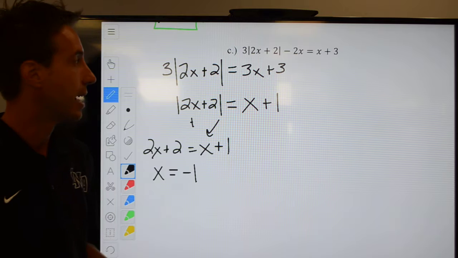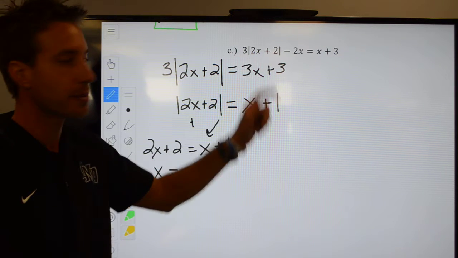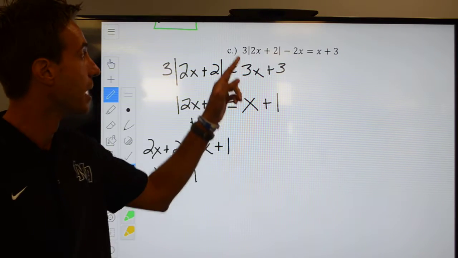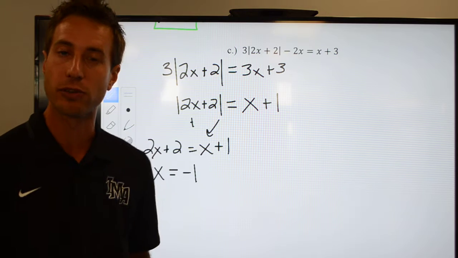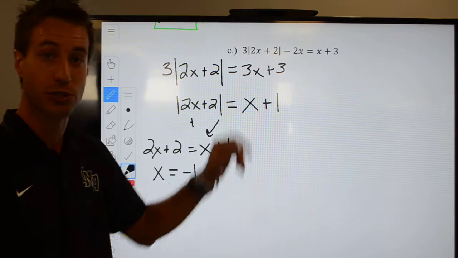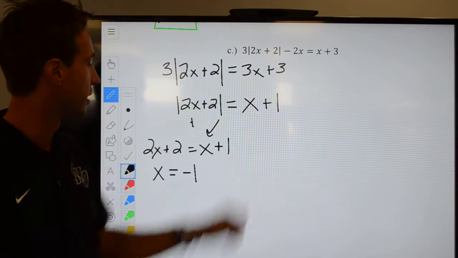Let's plug that in and check our solution. I plug a negative 1 into my original problem. 2 times a negative 1 is a negative 2. Negative 2 plus 2, that's right, it is 0. The absolute value of 0, of course, being 0. And 0 times 3 is 0. Awesome, that all goes away. We're just left with 0.